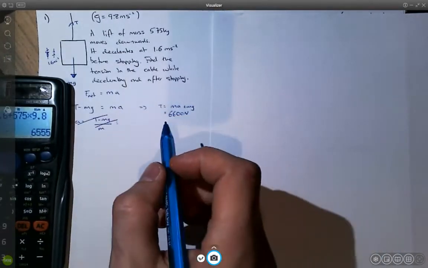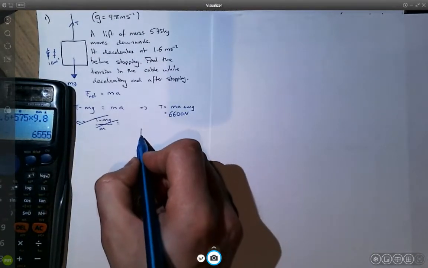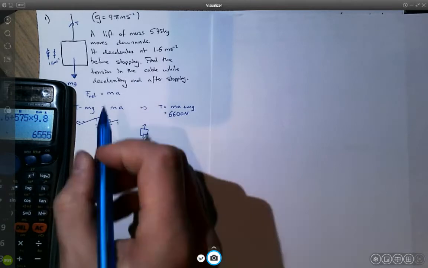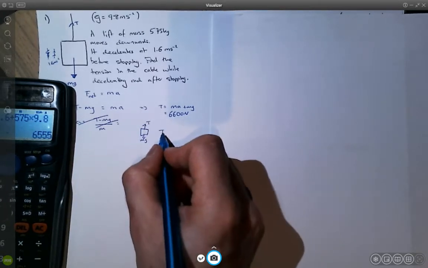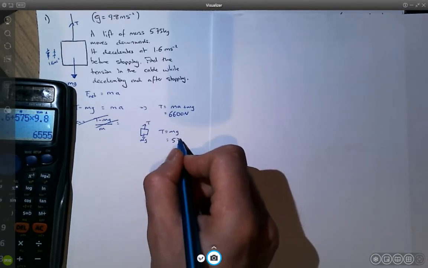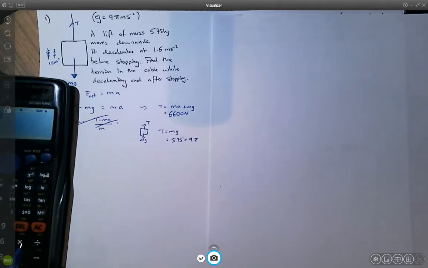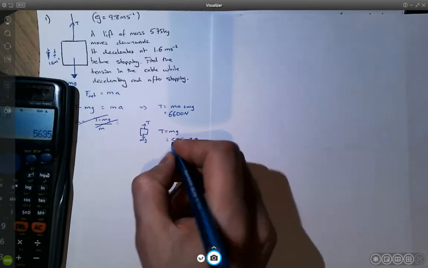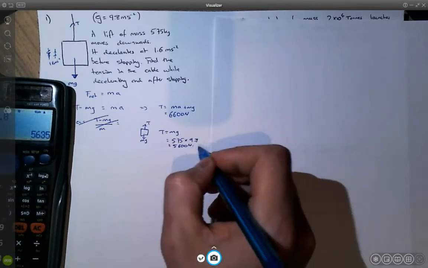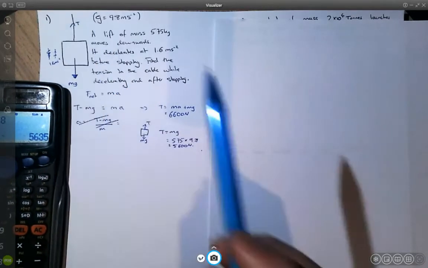And then when the lift has stopped, what is the situation now? So we have our lift, and there's no acceleration, so we can say the forces are balanced. So tension equals mass times gravity. The tension is simply 575 times 9.8, which is 5,600 newtons, so considerably less because it's not decelerating. There is no additional upwards force to slow it down.